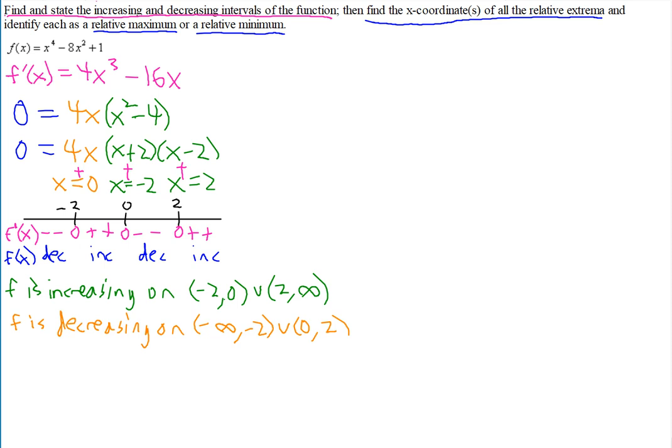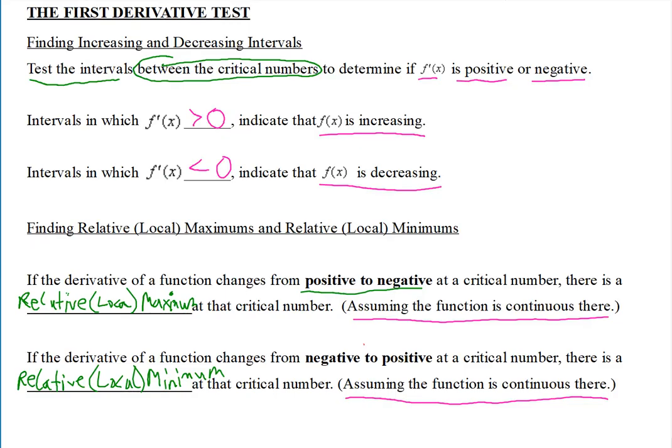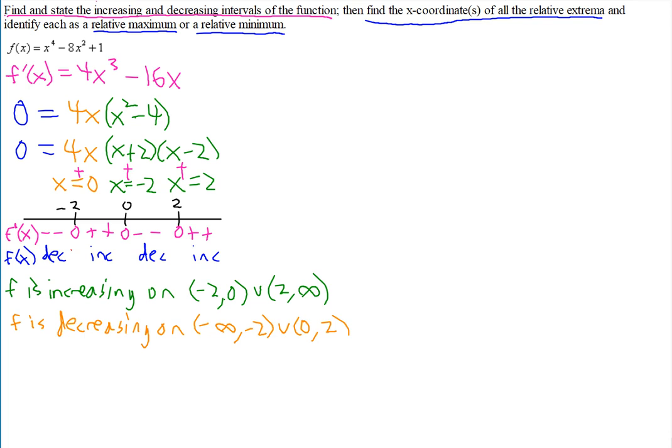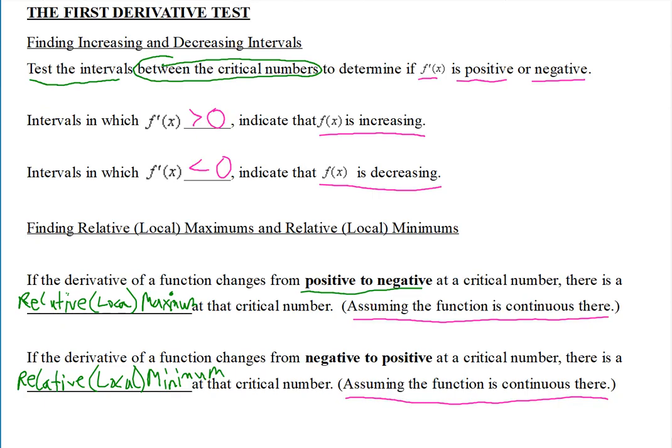All right, and then this also shows us where we have our relative minimums and maximums at the critical numbers. So if we take a look at each one of them, notice here, it goes from decreasing to increasing. The first derivative changes from negative to positive. So remember we said that whenever it changes from negative to positive, it's a relative or local minimum. So that's a relative minimum right there. And at 0, it changes from positive to negative. It goes increasing to decreasing. So that's a relative or local maximum.